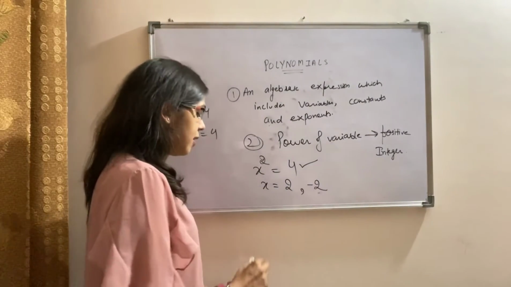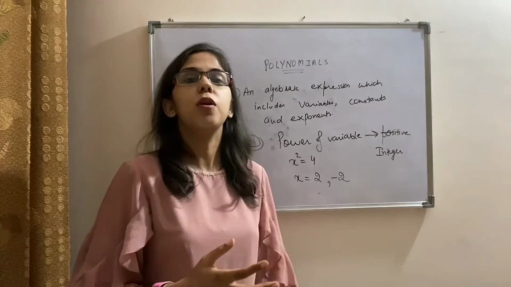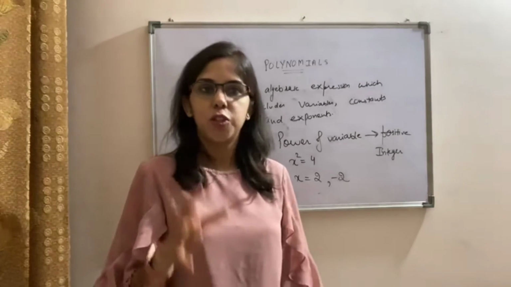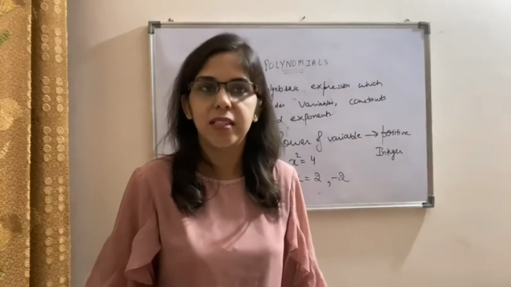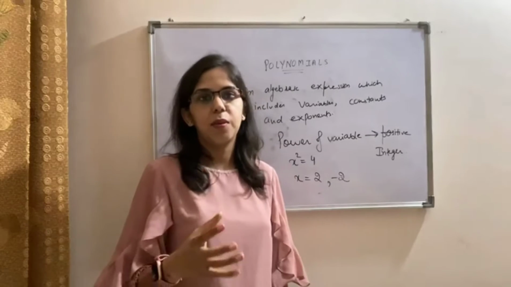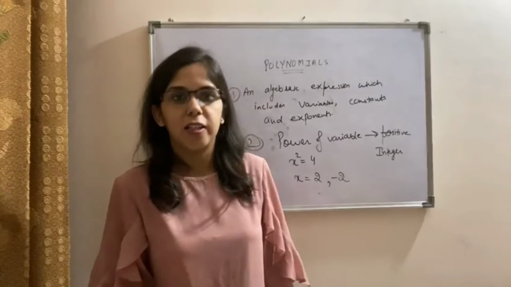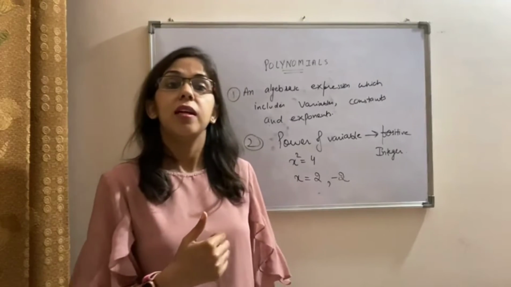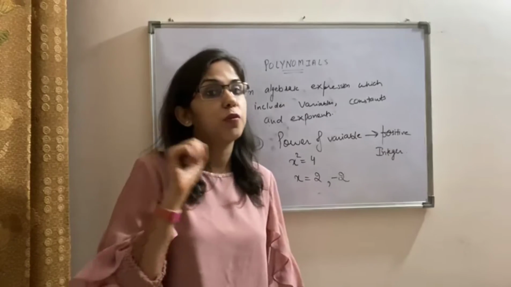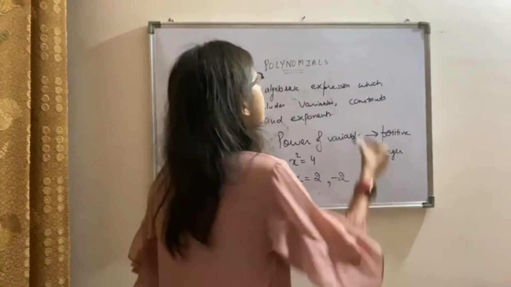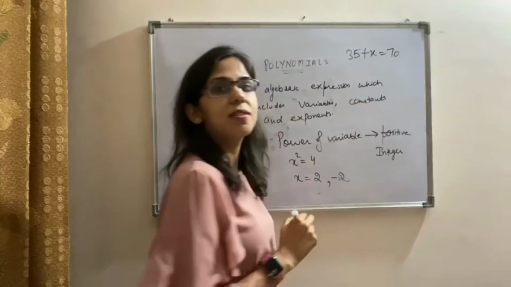And you can see here that the power of the variable is 2, right? So while writing a polynomial, make sure that the power of the variable is always a positive integer, and your mathematical statement includes a combination of variables, constants and exponents. Now you will ask me about the very first example I took, when I added up the ages of the father and the mother: 35 plus x equals 70 years, right?